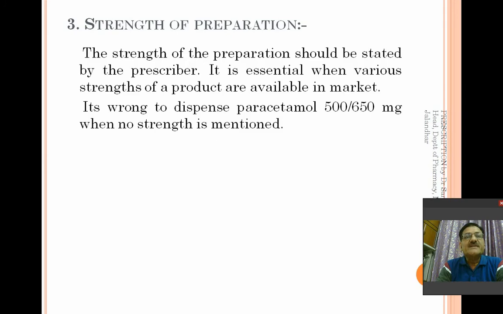Next source of error can be strength of preparation. The strength of the preparation should be stated by the prescriber. It is essential when various strengths of the product are available in the market, especially like paracetamol. 500 is also available and 650 mg paracetamol tablet is also available. So if the strength is not mentioned, it must be clarified from the physician.